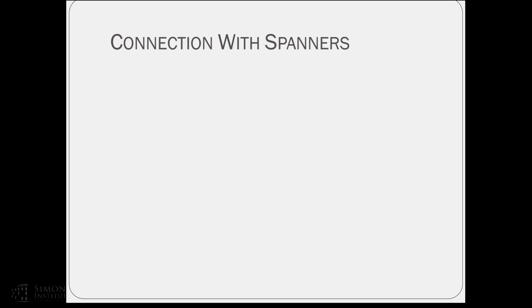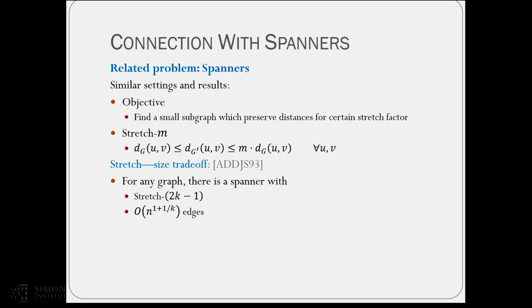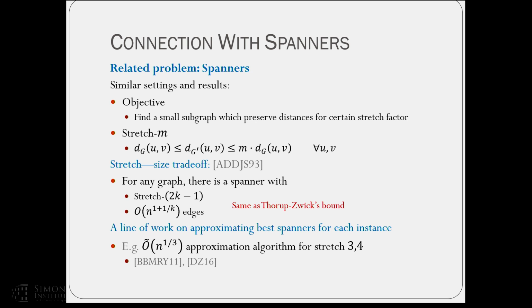Okay, let's see a related problem, which is spanners. Spanners have been talked about a lot in the past few years. And they have similar settings and results to distance oracles. Like the objective is to find a small subgraph which preserves distances. The stretch factor is the same as distance oracle, and the stretch-size trade-off is exactly the same as the Thorup-Zwick bound. And there is a line of work on approximating best spanners for each instance, like the n^(1/2) approximation algorithm for 3 and 4 spanners.